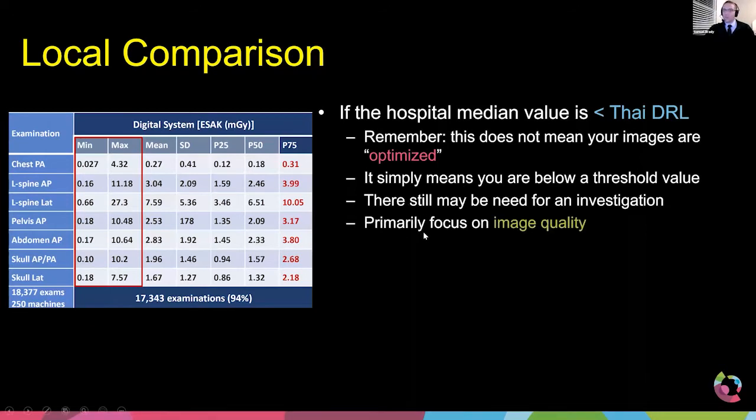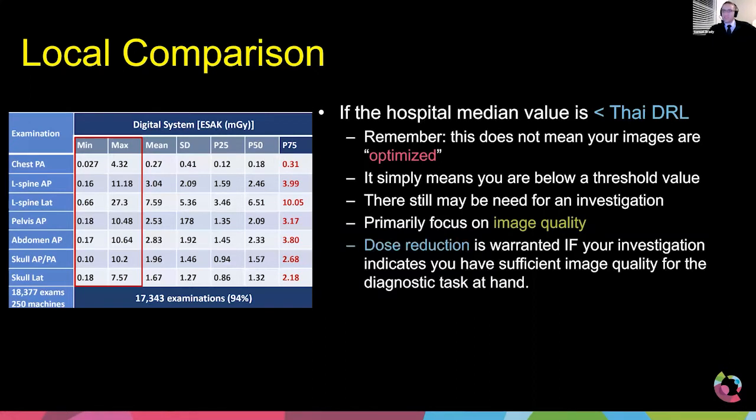Now that we're below the national DRL, one can say that the primary focus should be on appropriate image quality. So in the case of this hospital that had a median value of 4.3 milligray, which is much, much higher than 0.31, their primary focus probably should be on how we get the dose lower. But now that they're closer to and below the DRL, now the question is, is there sufficient image quality to further reduce the dose? And there may be.